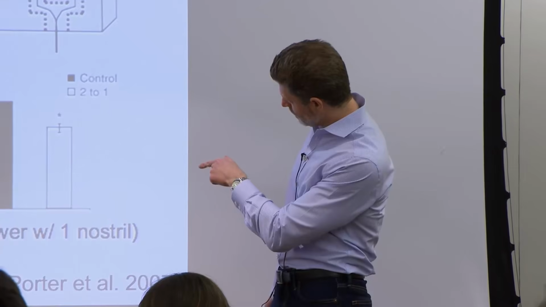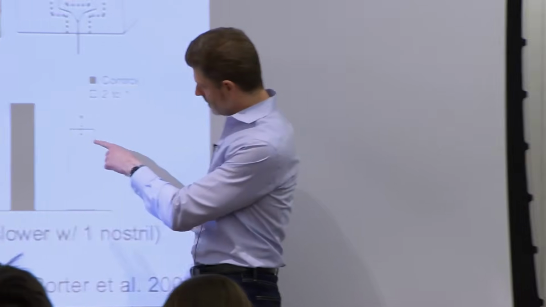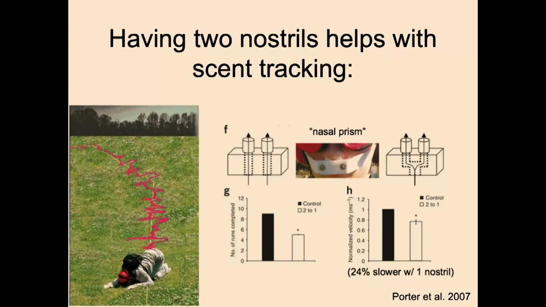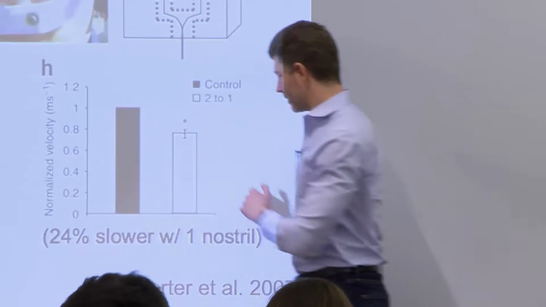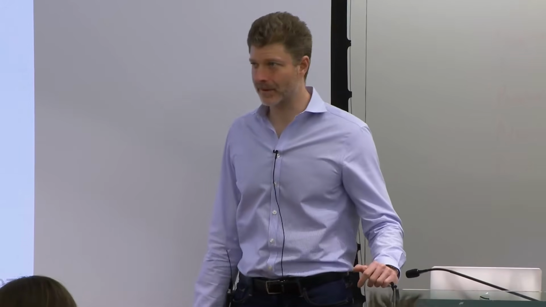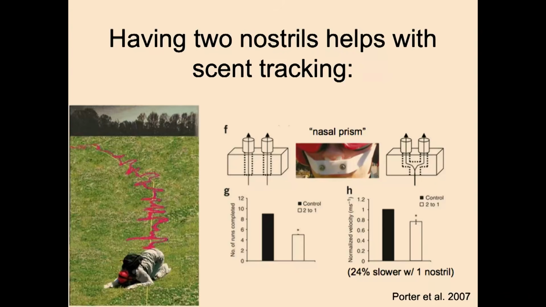And then this is how fast you can track scents, in meters per second. So the control is going about 24% faster than the people with the nasal prism. Okay? Kind of makes sense, right? With two nostrils, you have some ability to tell where smells are coming from. So that's part of the story.